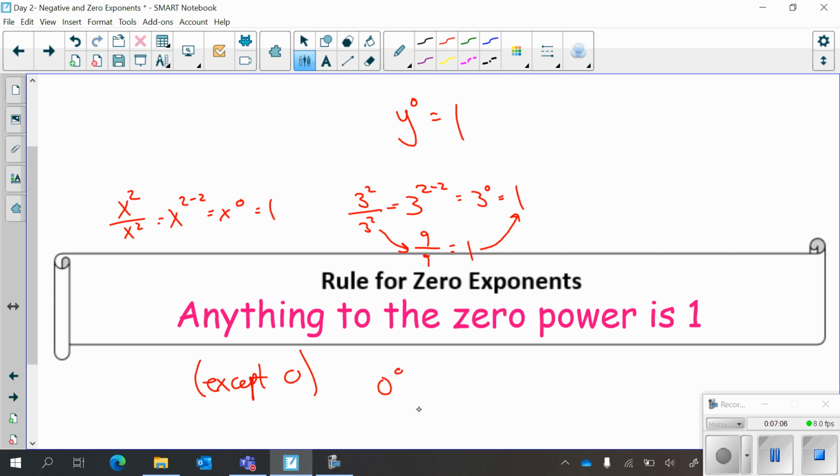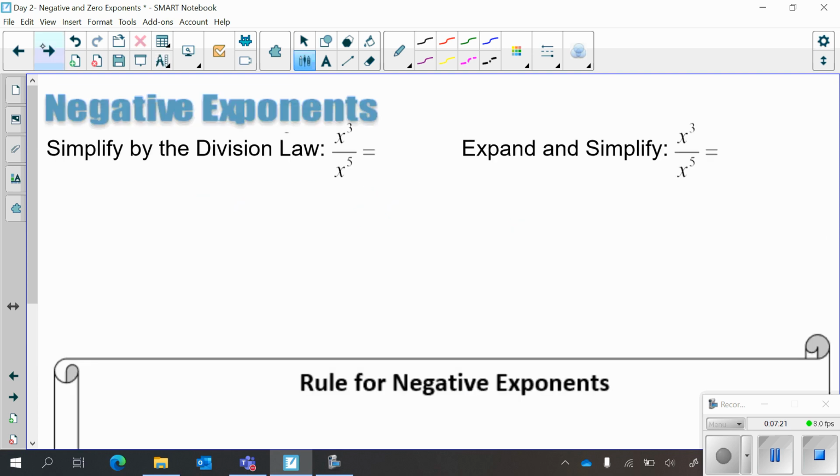0 to the 0 power, your calculator is actually going to give you an error because it stems back to this division, and you can't do 0 divided by 0. And if you didn't get that, don't really worry about it. What is important is negative exponents.